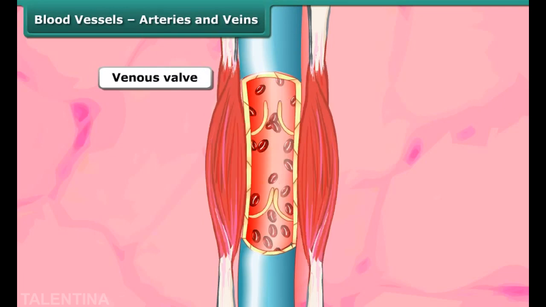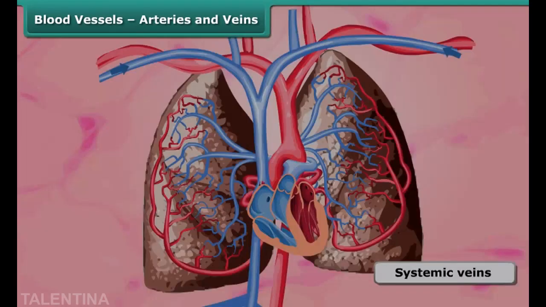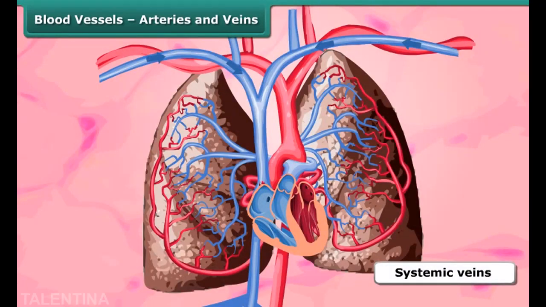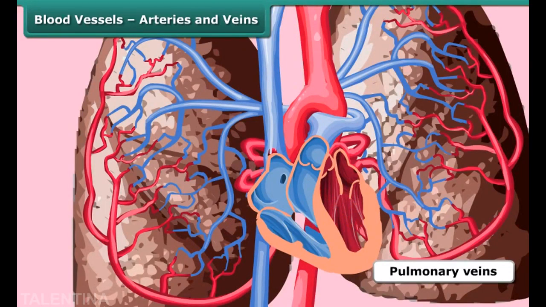Veins are of 2 types: systemic veins, which carry deoxygenated blood from the different body parts to the heart, and pulmonary veins, which carry oxygenated blood from the lungs to the heart.